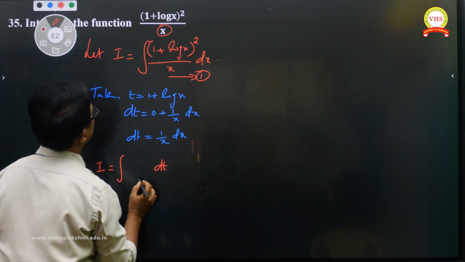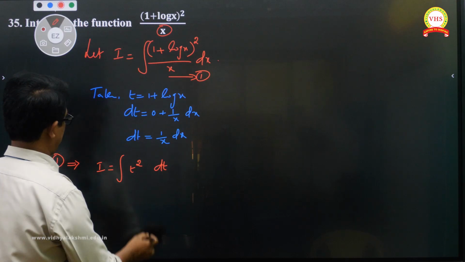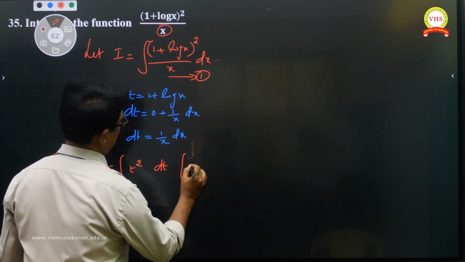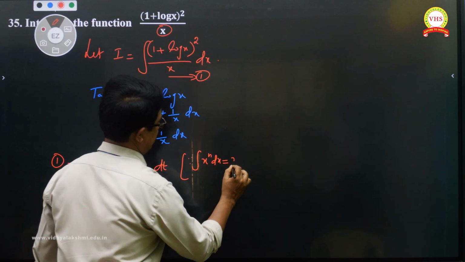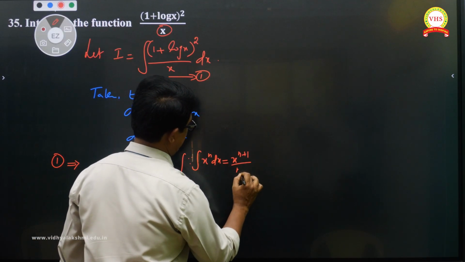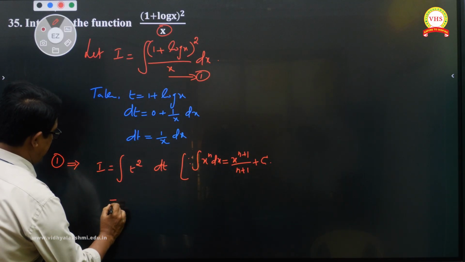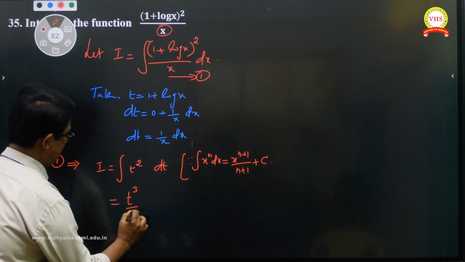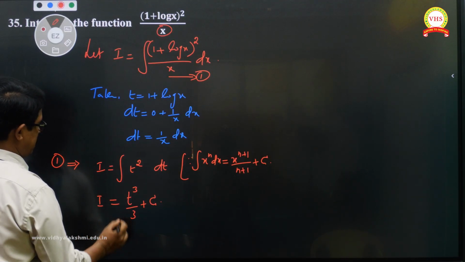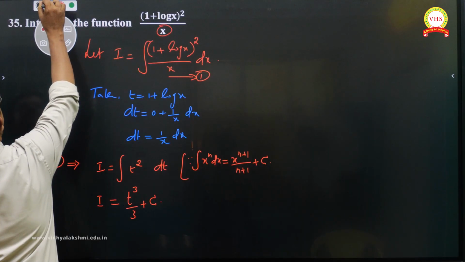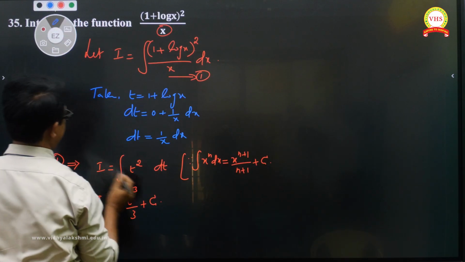That is dt, and then t square, because t equal to 1 plus log x. As usual, we know the very simple first formula, integral of x power n dx equals x to the power of n plus 1 by n plus 1, plus c. Okay, now this is t power 3 by 3, because n plus 1, plus c. Now replace, what do we replace? Yes, t equal to what?